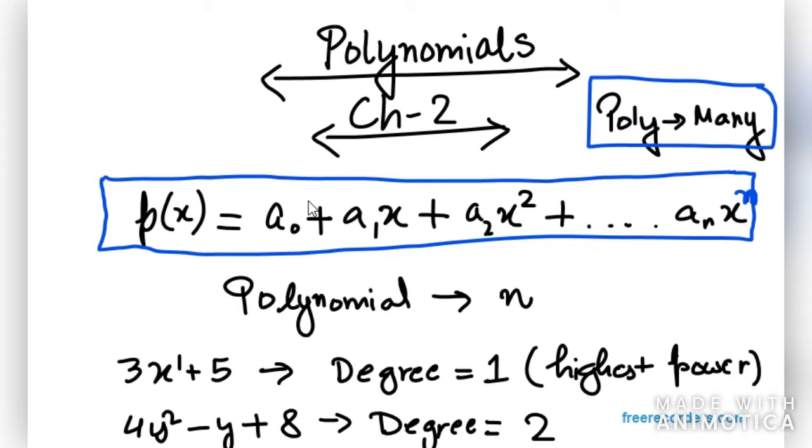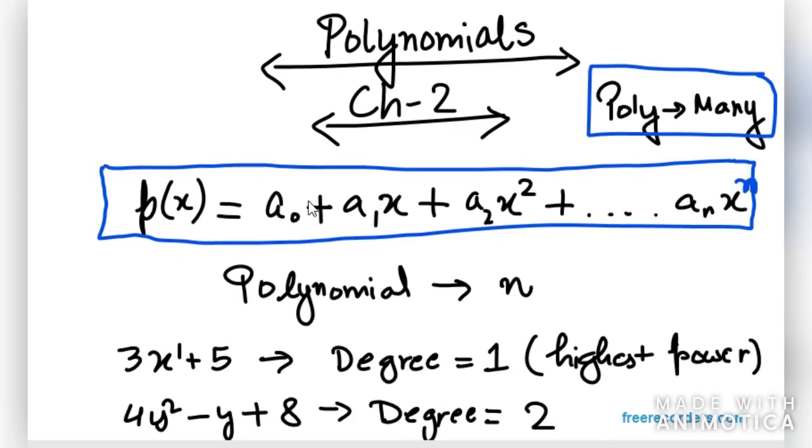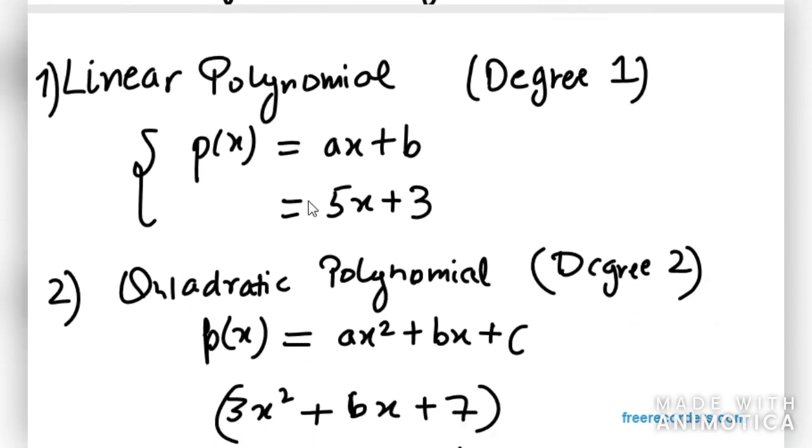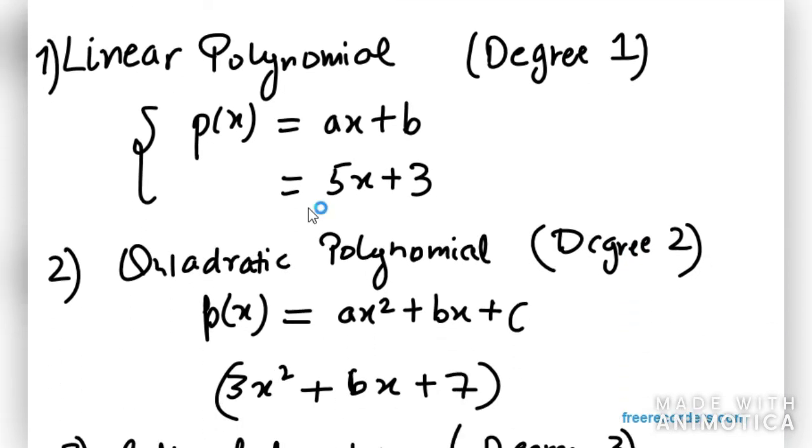Now we have different types of polynomials such as linear polynomial, quadratic polynomial, then cubic polynomial. In this chapter you need to study quadratic polynomials. A quadratic polynomial is the one which has degree 2. Let us first start with the linear polynomial because that's the base. A linear polynomial has a degree of 1.